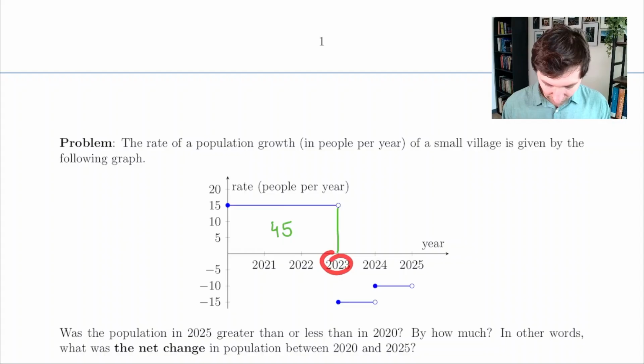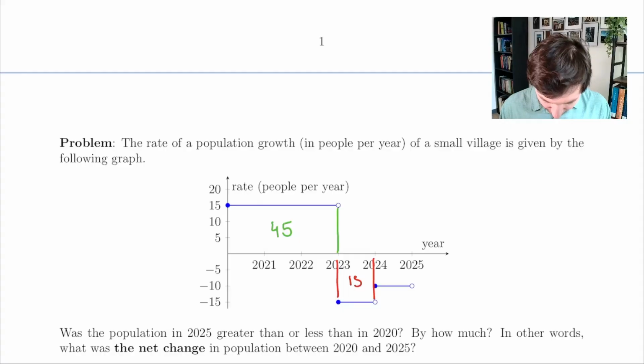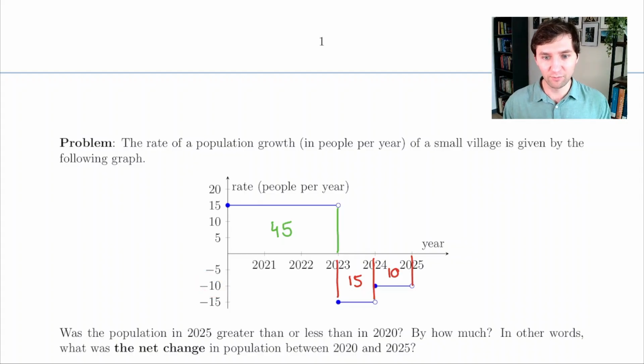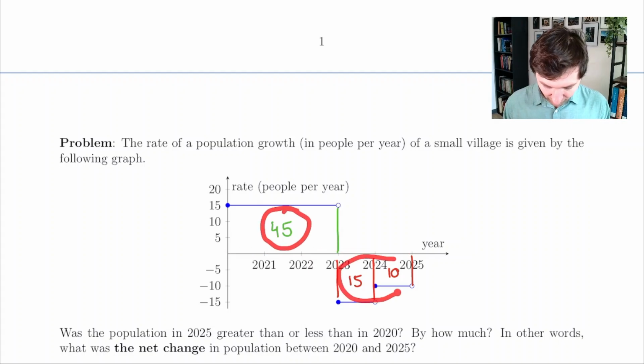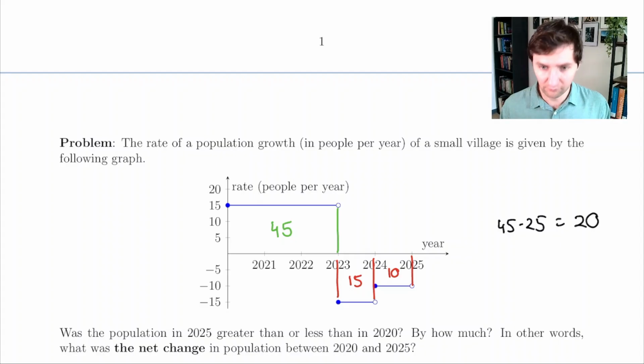Between 2023 and 2024, the rate was negative 15, which means that during that year, 15 people left. This is the same thing as the area of this second region. During the last year, only 10 people left, and that is because the rate was negative 10. Which means during the first 5 years, 45 people showed up, 25 people left. 45 minus 25 is 20. That means that the population in 2025 was greater by 20 people.